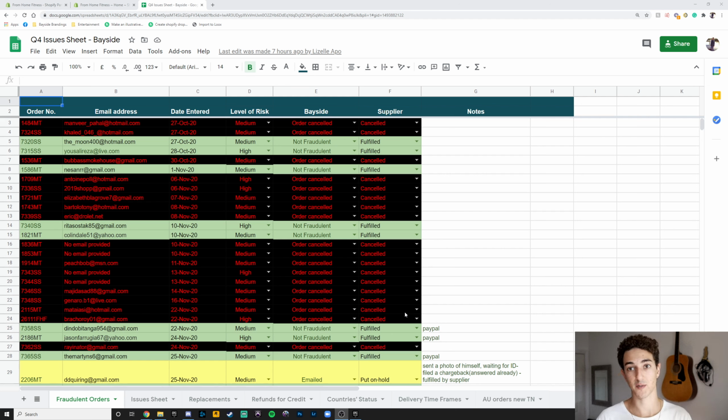If neither of those matches, then it's most likely fraud. I would recommend canceling the order. Do not ship the order out. Make sure you have a system in place where you're communicating with the supplier to not send these orders out, so that you're not being charged for them and then getting a chargeback later on.